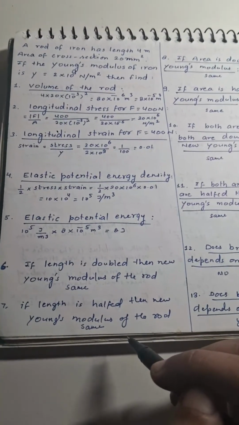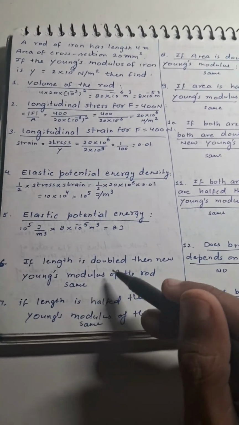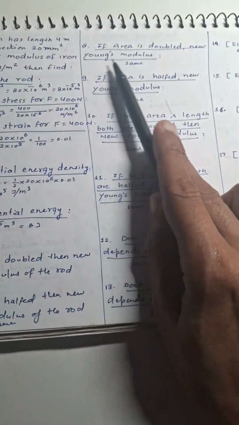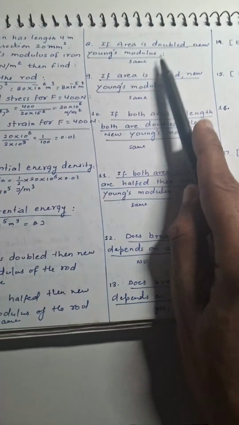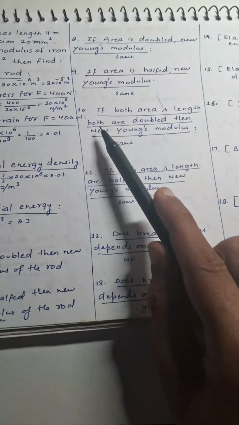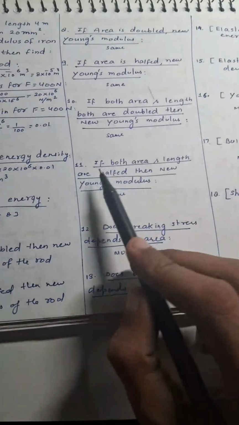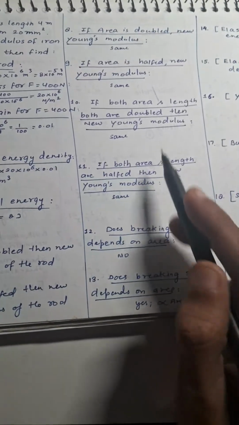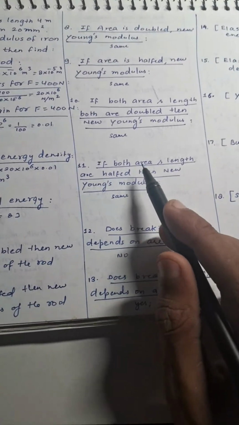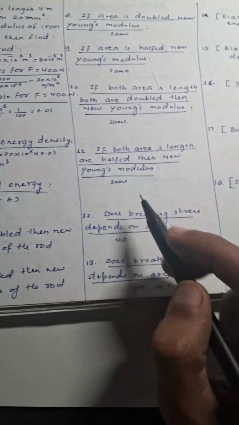Then the new Young's modulus of the rod: it is independent of that, so Young's modulus will remain the same. Next, if the area is doubled, no effect, it remains the same. Next, if both the area is halved, it will remain the same here.